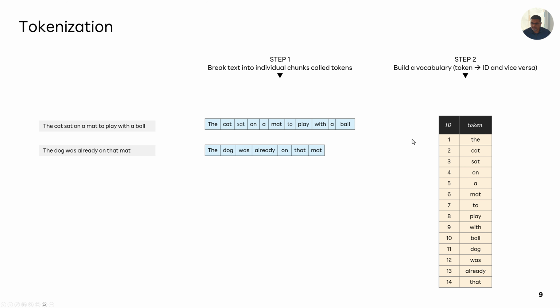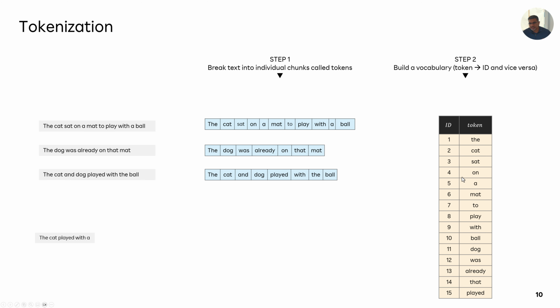"Already" was not there in the first pass while building the vocabulary, so you add that. "On" was there, so you don't add it, and so on. Then you pass the next string. You essentially repeat this. So you go through your entire set of sentences in your training data set, and you would build a table like this.